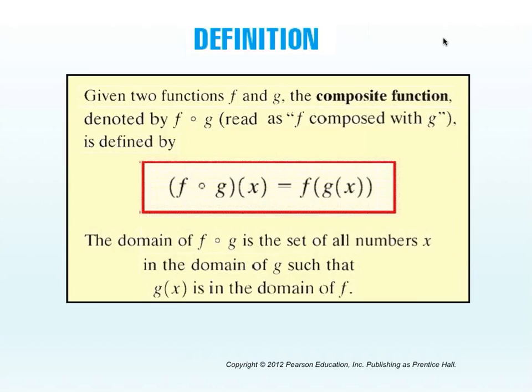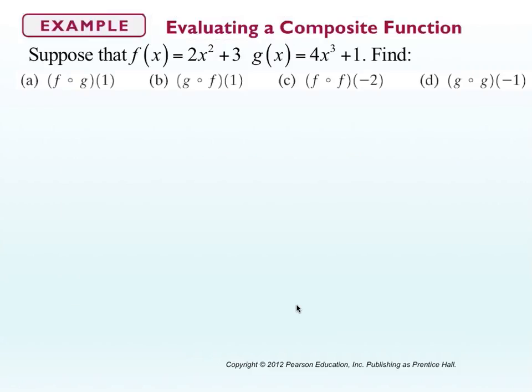So let's look at a definition here. Given two functions f and g, the composite function denoted by f composed with g, so this little thing you read as composed with, is defined by f composed with g of x is f of g of x. Now, the domain is going to be the set of all numbers x in the domain such that g of x is also in the domain of f. So the easiest way to do this is to actually look at some examples.